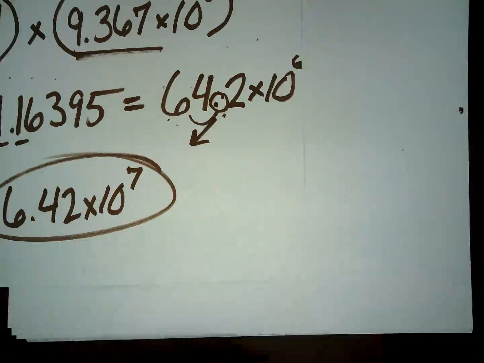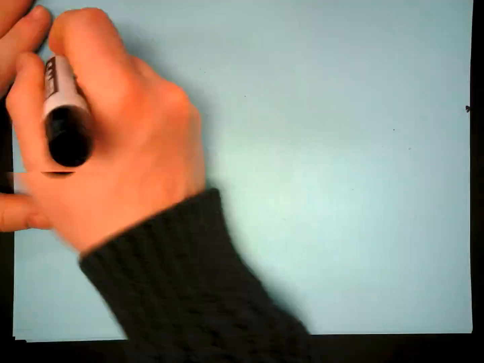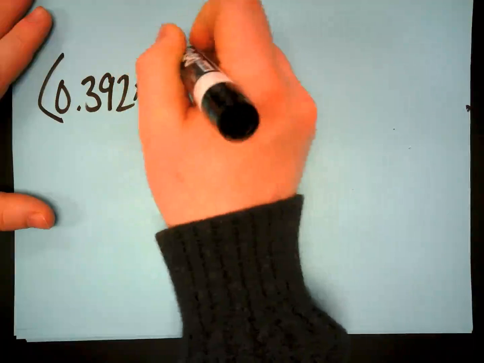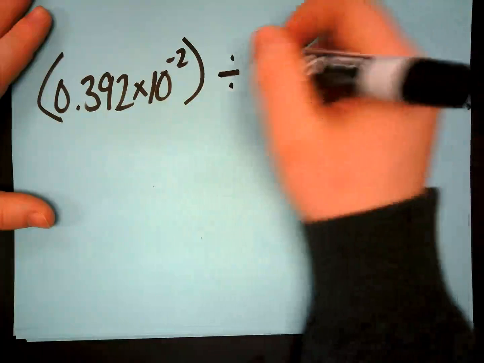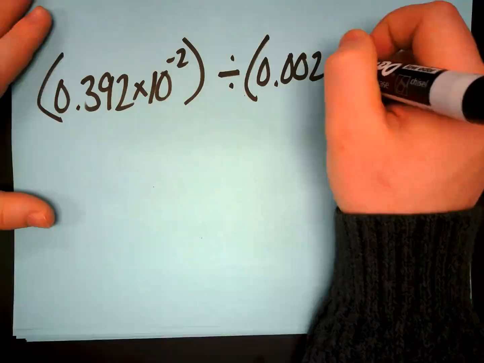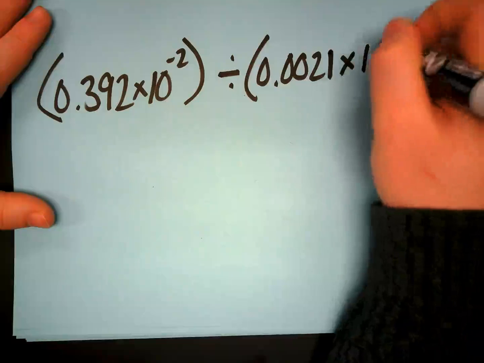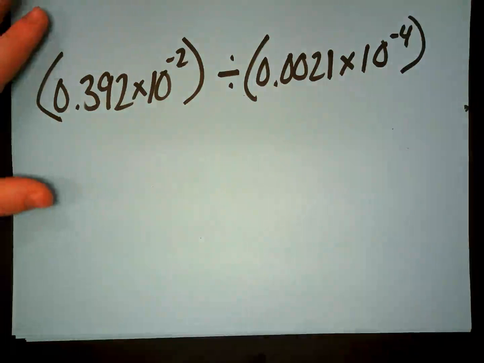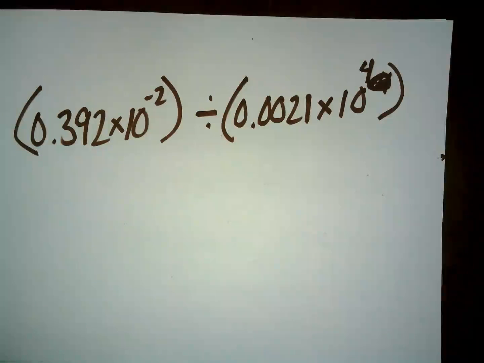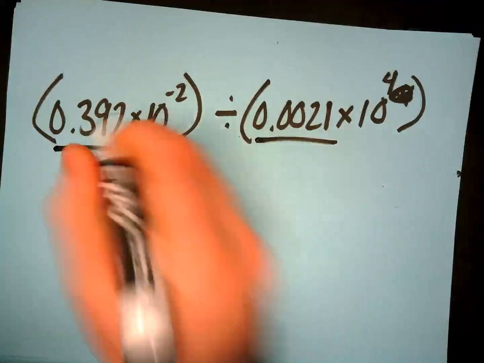So let's try another one. Let's go with 0.392 times 10 to the negative 2nd power divided by 0.0021 times 10 to the 4th power. Okay, let's see what that looks like. Actually, the positive 4th power. So let's take a look at this. So again, let's just focus on these guys.